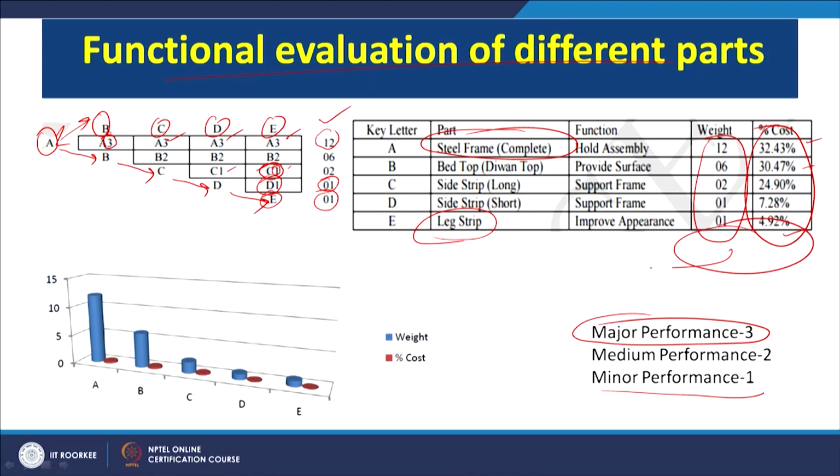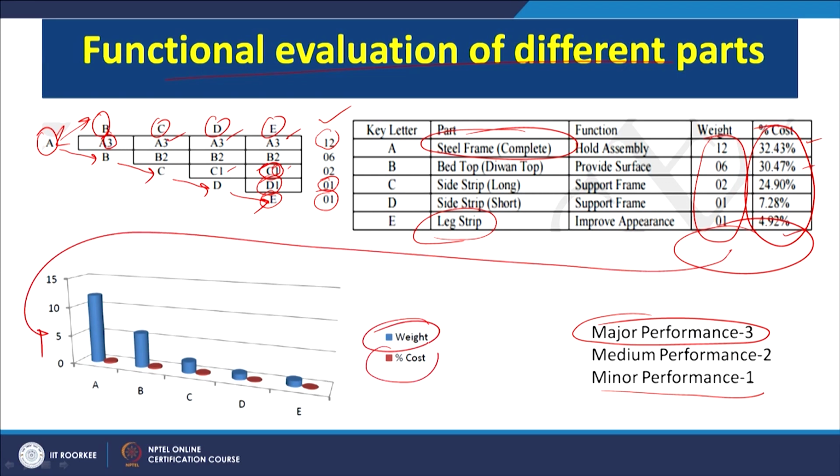So the main guiding part, the main important part here, is the steel frame. Now we can decide what we need to do, and here we can see how this information is represented: the weight contribution and the cost contribution.